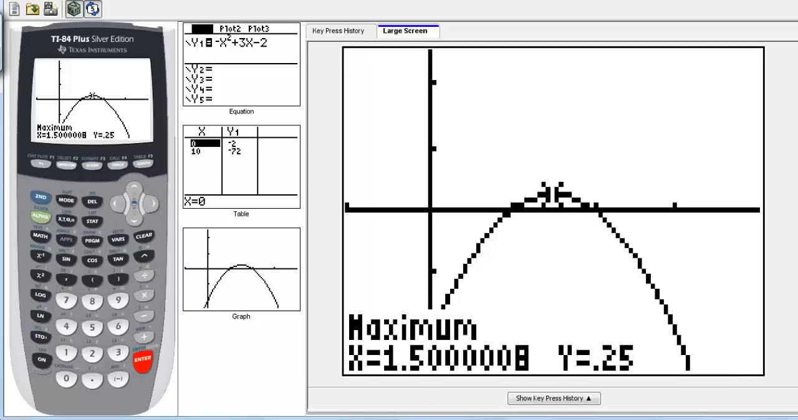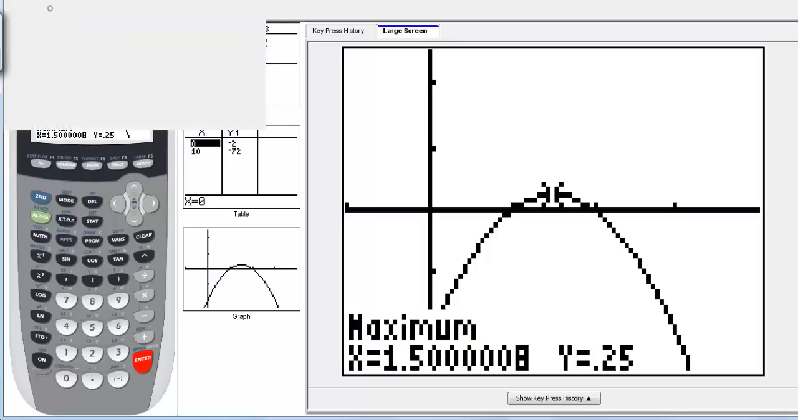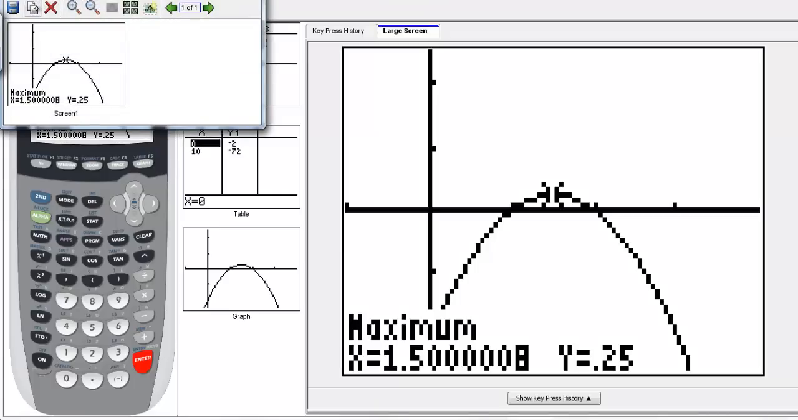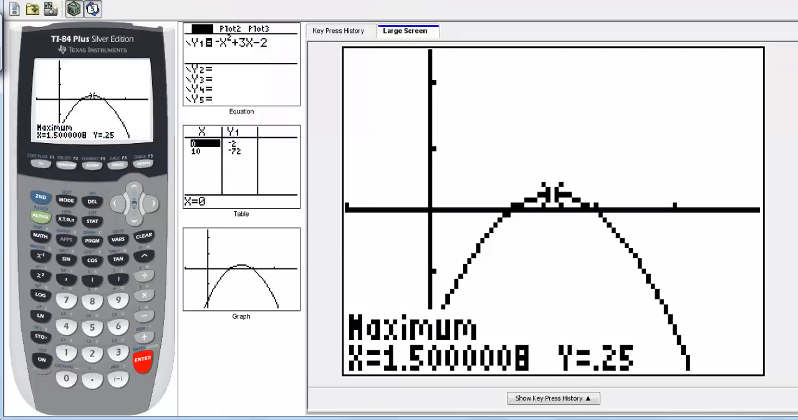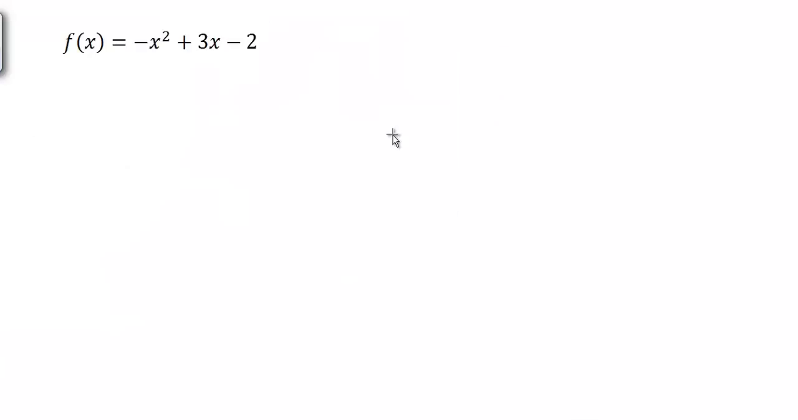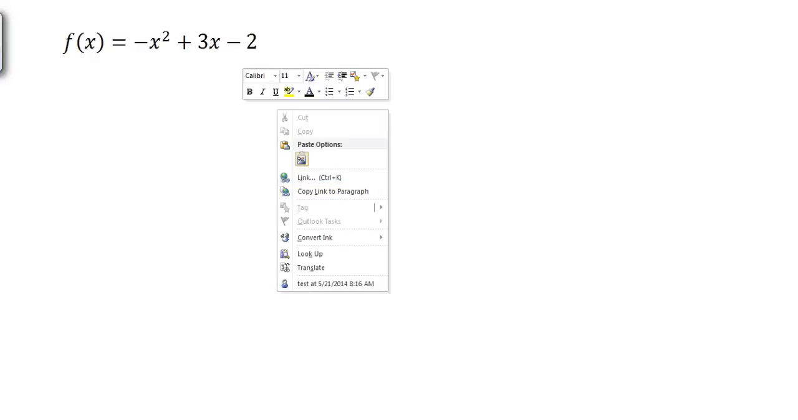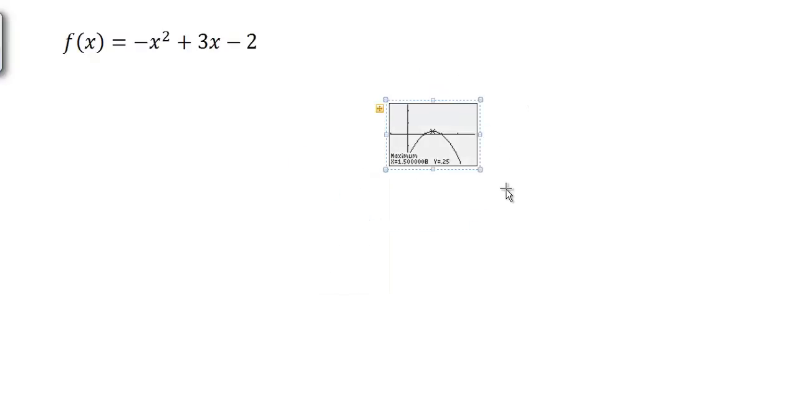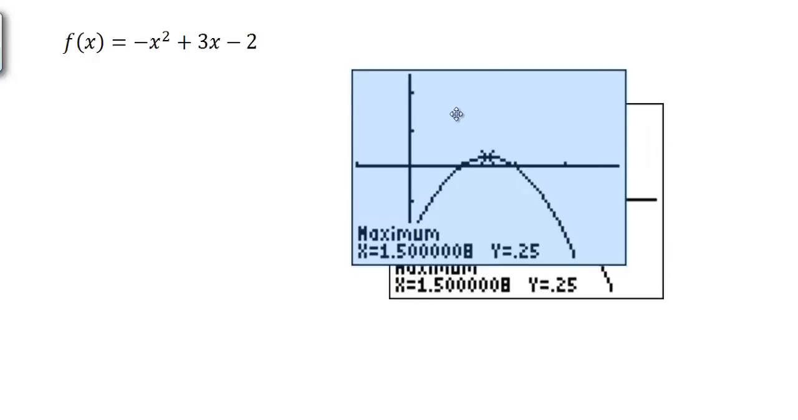And if you notice here, we get a maximum at 1.5 and 0.25. So there we have our maximum. And we know this would be a relative max where our graph is changing from increasing to decreasing.